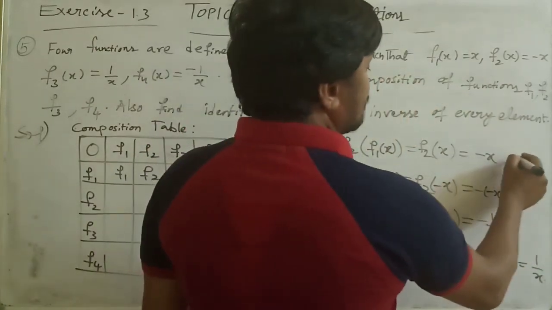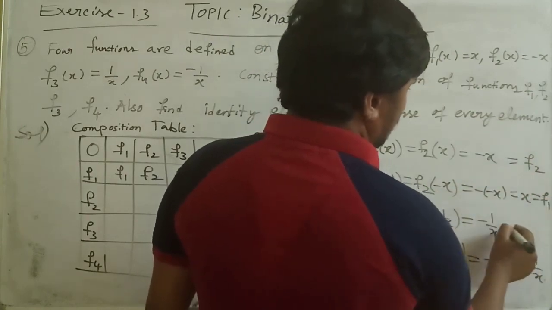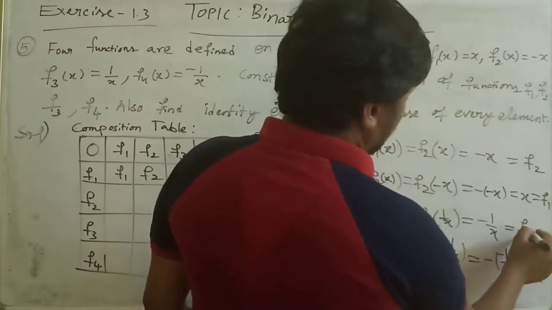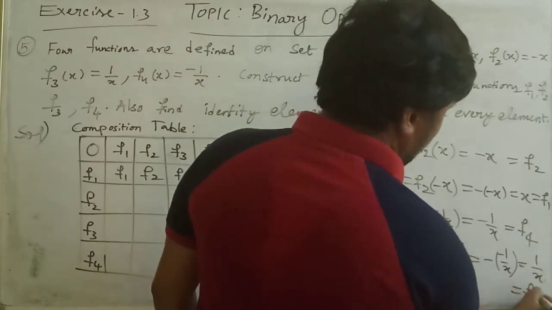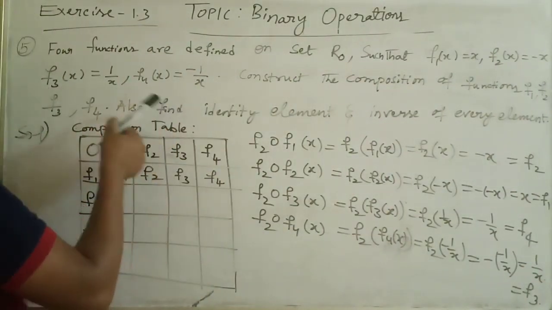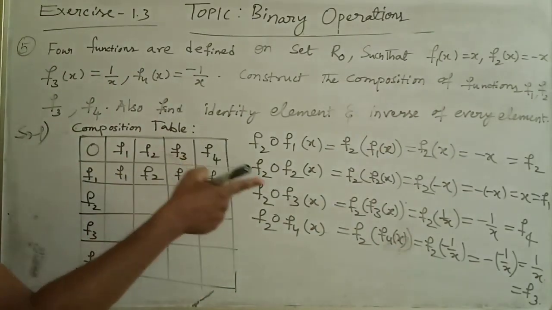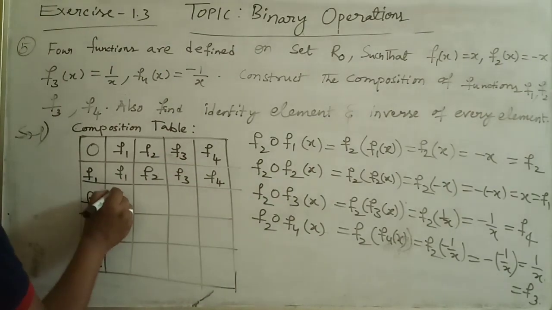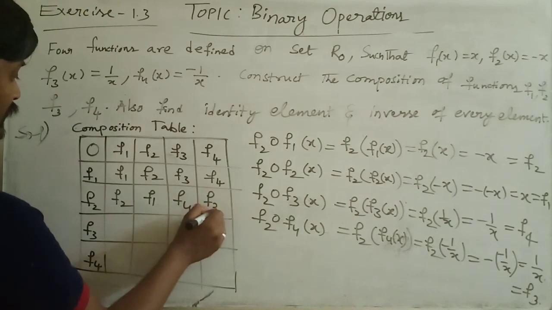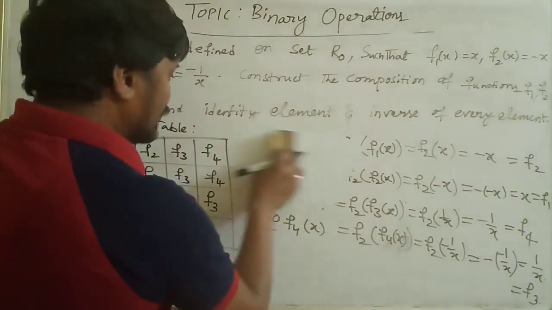So minus x is nothing but f2, x is f1, minus 1 upon x is f4, and plus 1 upon x is f3. Just write those values: f2, f1, f4, f3. Same method for the next one also, now you need to write f3.